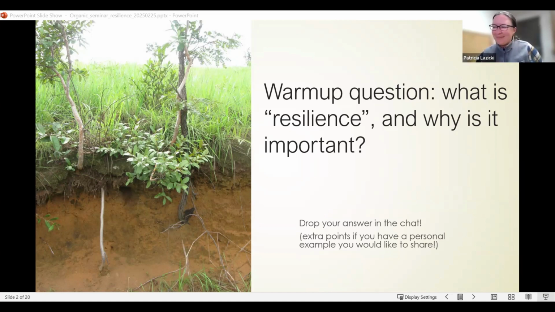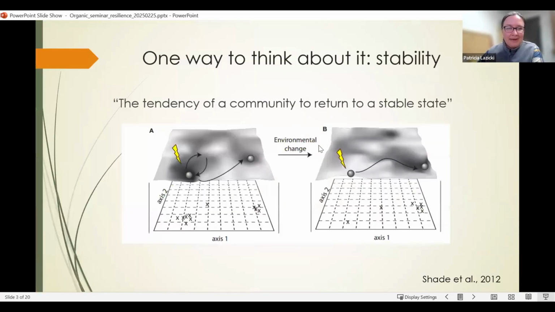Anyone have an example, like a personal story that they've seen on their farm? Okay, well, we can get back to that later. So, ooh, weeds, super interesting. The weeds are the resilient ones, or are they the stress? Anyhow, so seeing some commonalities.